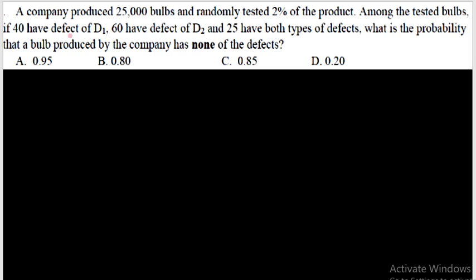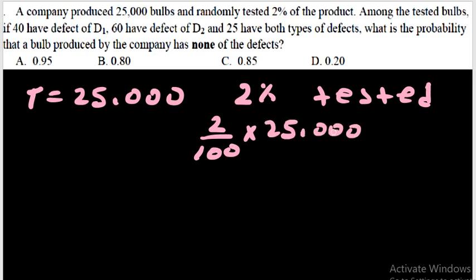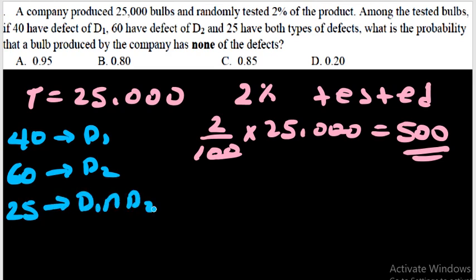The next one: a company produced 25,000 bulbs. This is the total production, 25,000 bulbs. And randomly tested 2%. The 2% means 2 over 100 multiplied with 25,000. Then when you cancel the zeros, it will be 500. 500 are tested. Then among the tested bulbs, 40 have defect 1, and 60 have defect 2, and 25 have both, meaning defect 1 intersection defect 2.